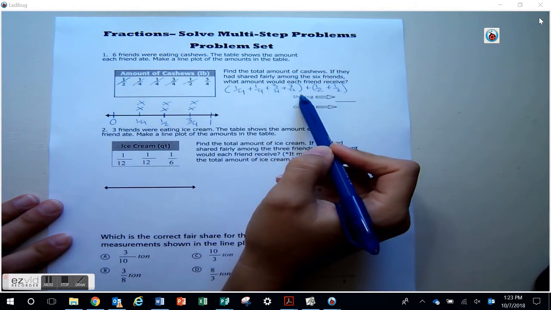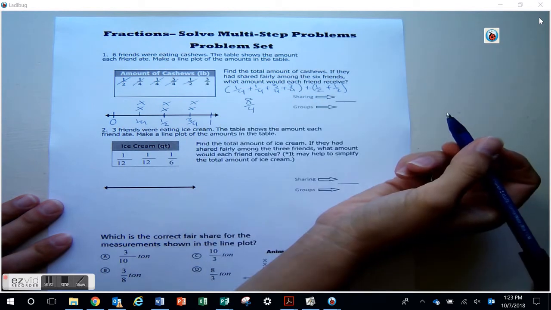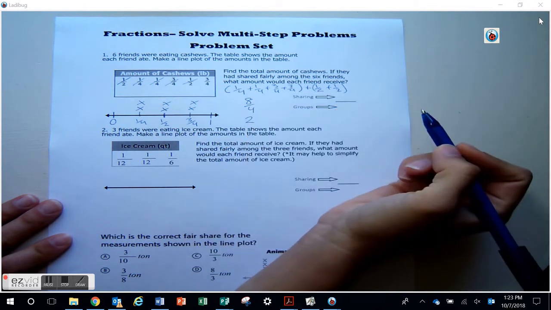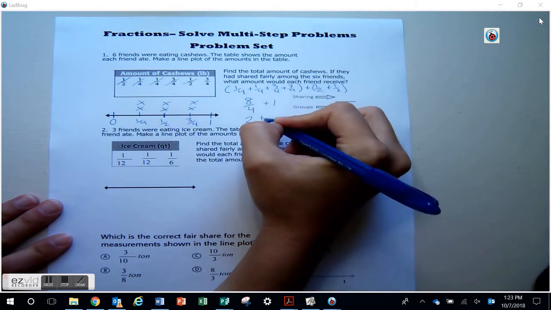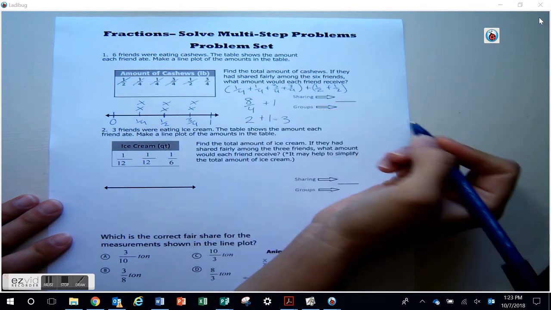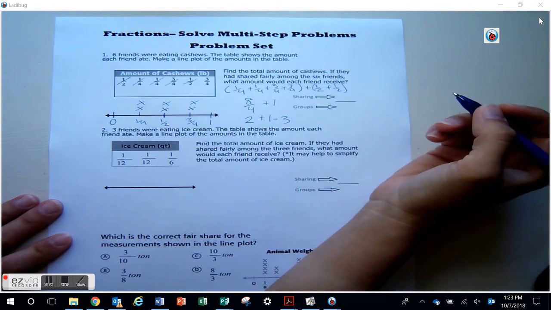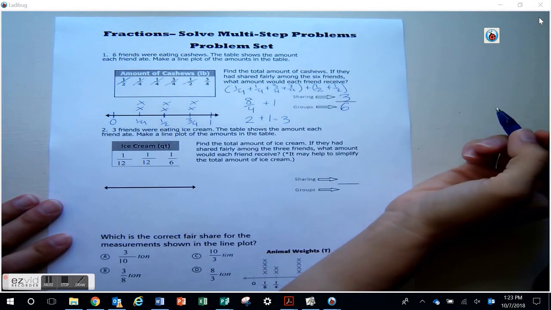1/4 plus 1/4 is 2/4. 2/4 plus 3/4 is 5/4. 5/4 plus 3/4 is 8/4. Well, 8/4, so we know 8 divided by 4 is 2. Okay, and we have 1/2 plus 1/2, which is 1. And 2 plus 1 gives us a total amount of pounds of cashews of 3.